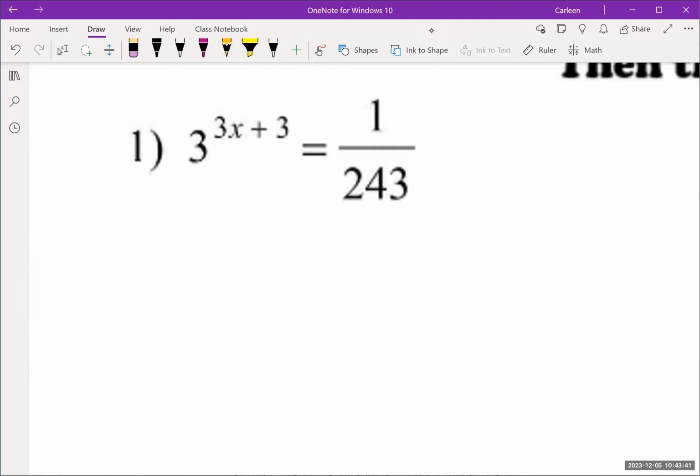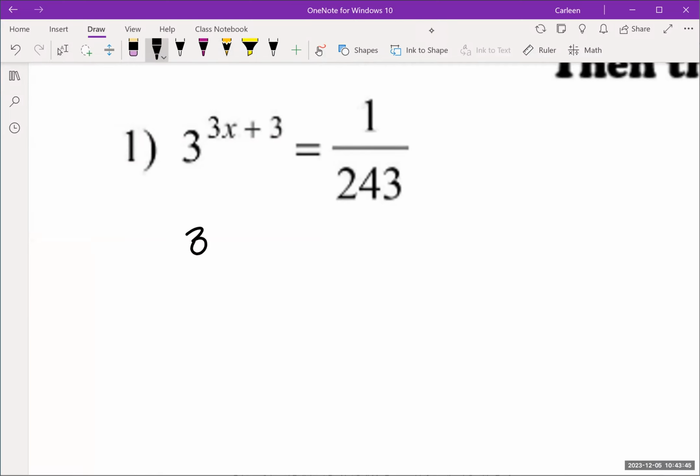Okay, but it's on the bottom. So I'm going to say 3 to the 3x plus 3 is equal to, because I changed it from the bottom to the top, the exponent is not 5. The exponent is -5, right? Because it was a fraction. So cross the line, change the sign.